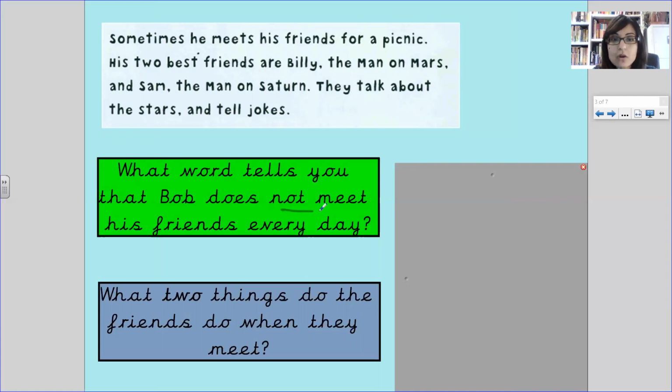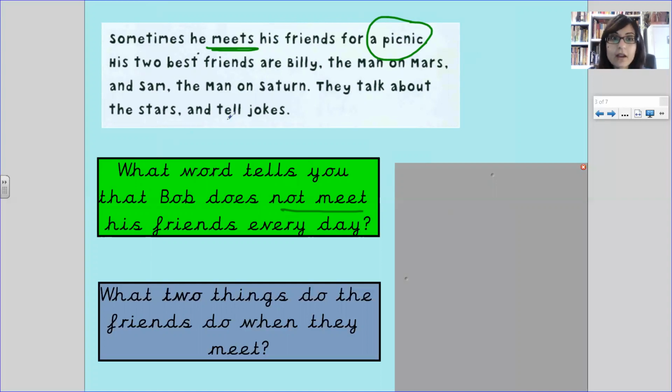So he does not meet them every day. And if we look for the word meet, that means possibly our answer will be around in the first sentence. Sometimes he meets his friends for a picnic. Okay, let's choose the word picnic. Does this mean you don't meet your friends every day? I don't think so. A picnic is some food that you take and you might eat it in your house if it's raining outside. You might have a little blanket on the carpet and some food, or you could go to the park.